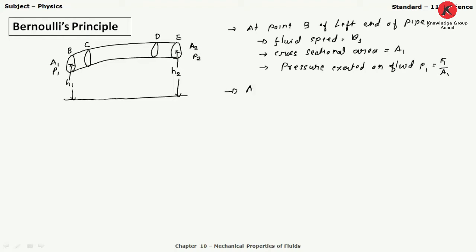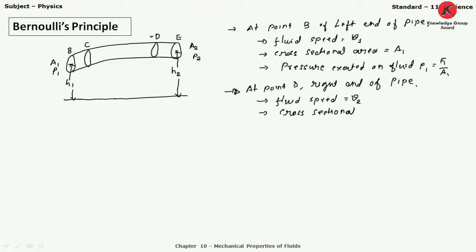In a similar way, at point D, the right end of the pipe, now here we can see the fluid speed that we can consider, which is V2, then cross sectional area, which is A2, and in a similar way pressure exerted on fluid, which is P2 and it is given by the equation F2 by A2, right?